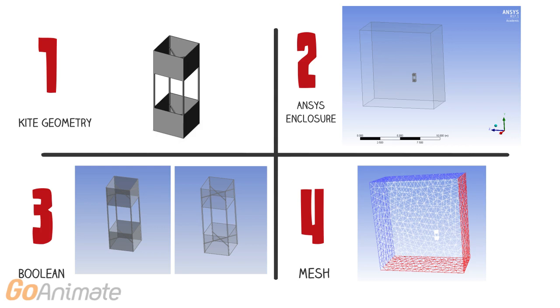First, the geometry was generated in SolidWorks, and then an ANSYS enclosure was made around the kite. Next, a boolean was created to subtract the kite geometry from the enclosure. The space surrounding the kite was then meshed.